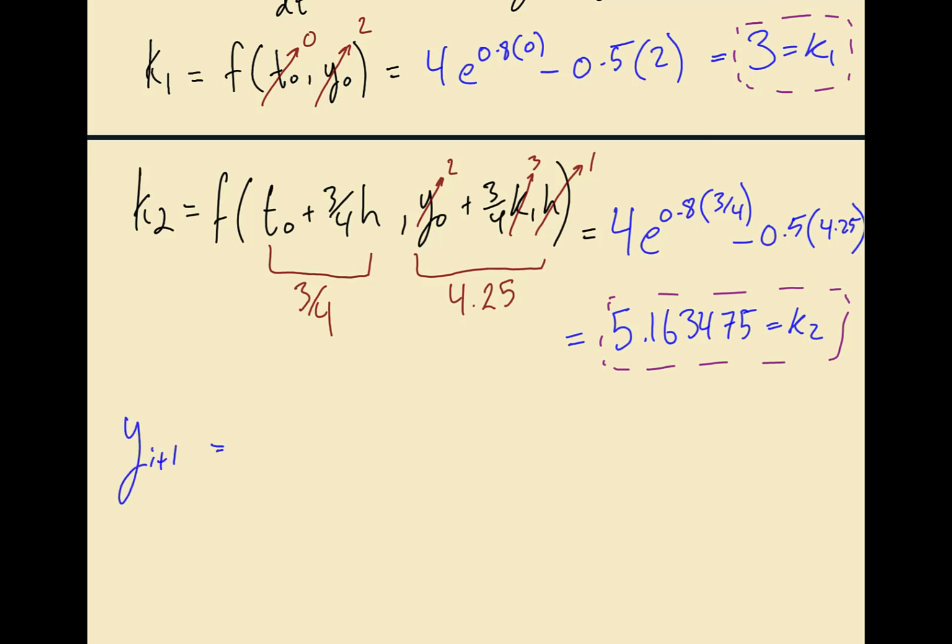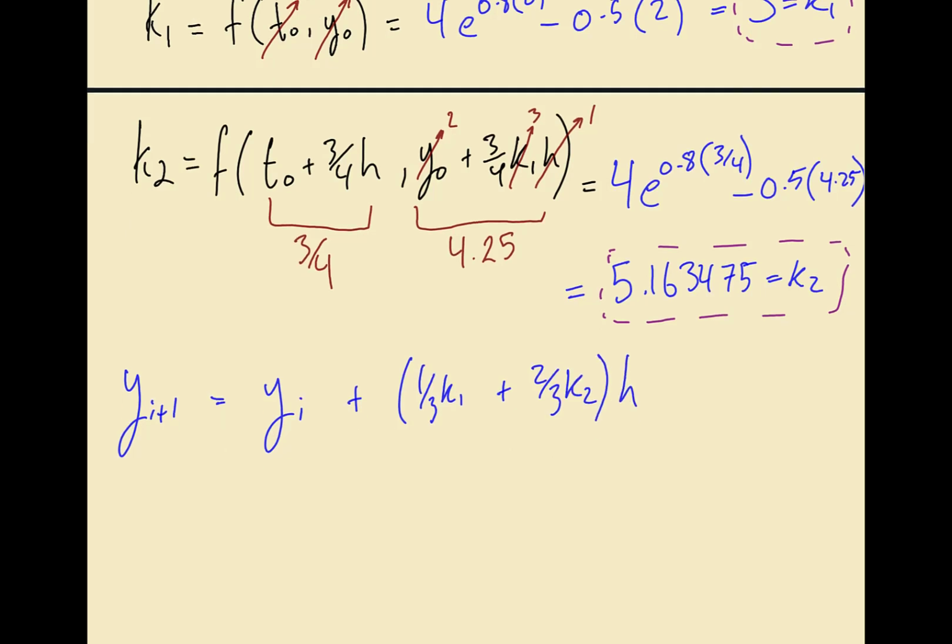So yi plus 1 is going to equal yi plus (1/3 K1 plus 2/3 K2) times h. So you plug in all the values, right? We have here yi is 2, K1 is 3, K2 is what we got right here, and then h is 1. So we do the math, and we get 6.442317. The relative error here is 4%.